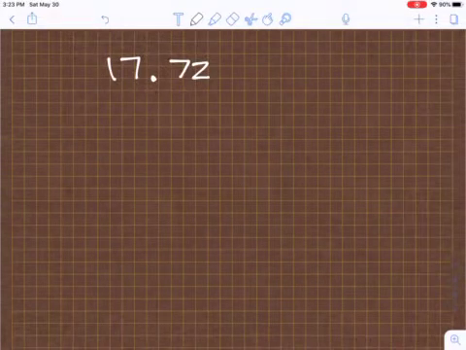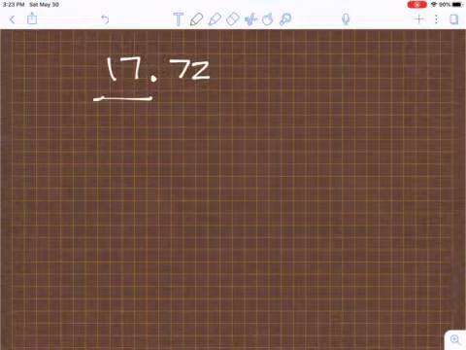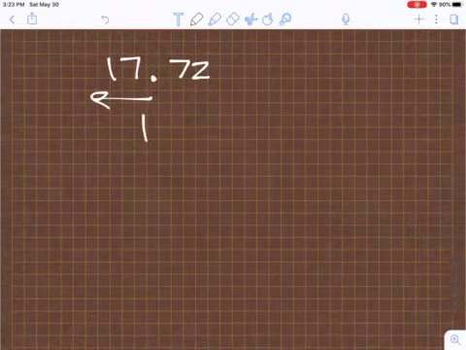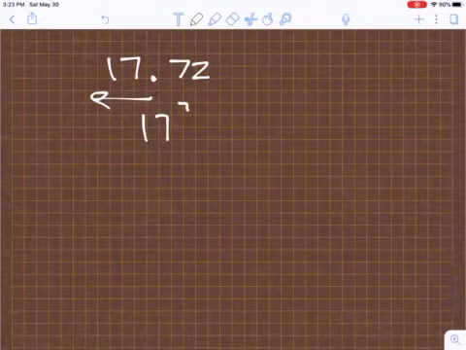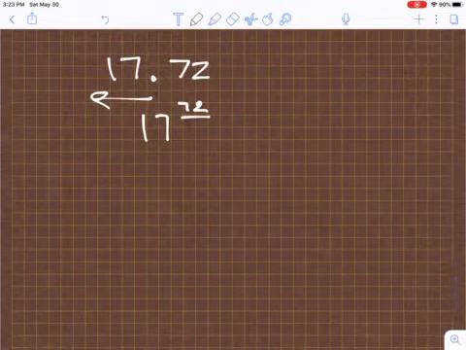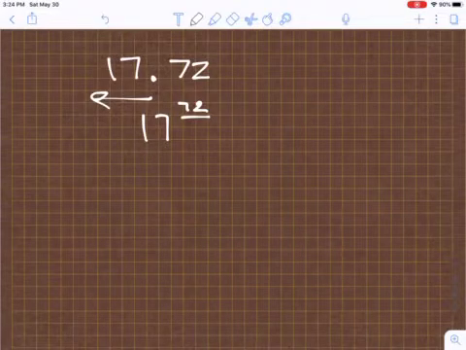So as we said about the whole numbers, in other words, anything to the left of the decimal, just leave it. So we're going to have 17, and then we know that 72 is going to be my top number. What's it going to go over? Well, if you can say it, it's 72 hundredths.